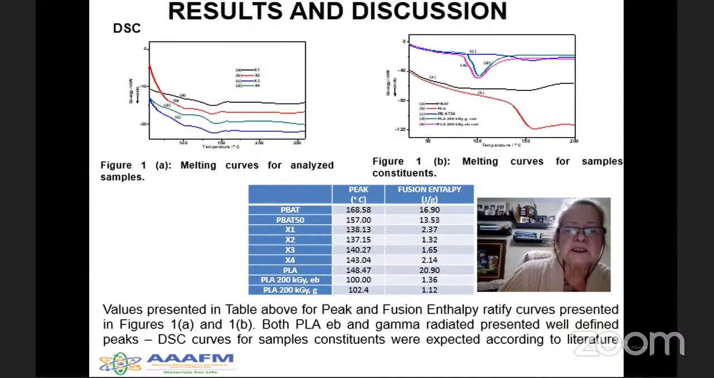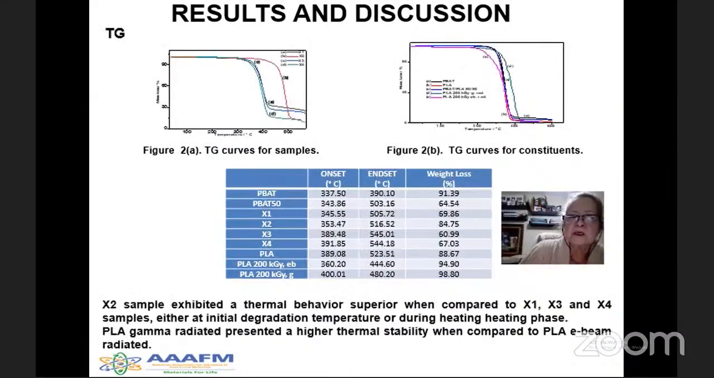For DSC, we have Figure 1A, melting curves for analyzed samples, and 1B, melting curves for sample constituents. Here in this table, we have the results for peak and fusion enthalpy. And for TG, we have Figure 2A, TG for samples, and 2B, TG for constituents. Here in this table we have onset and weight loss.